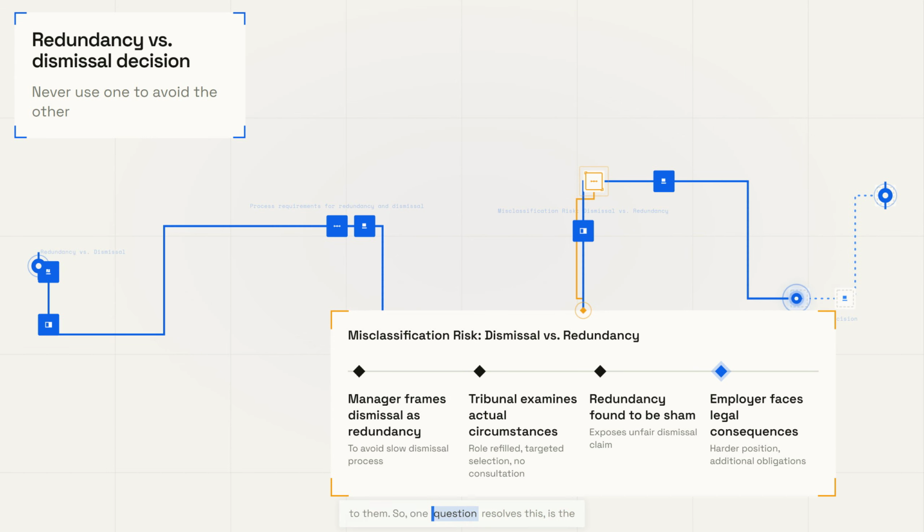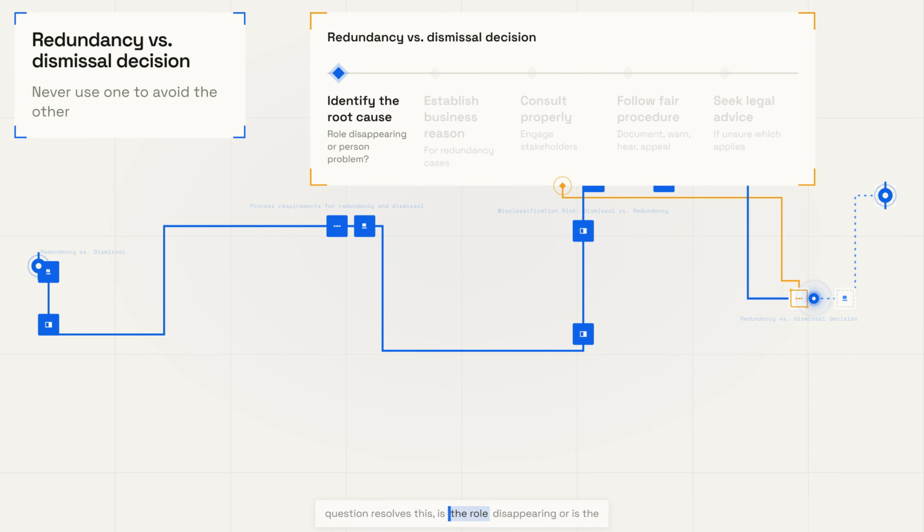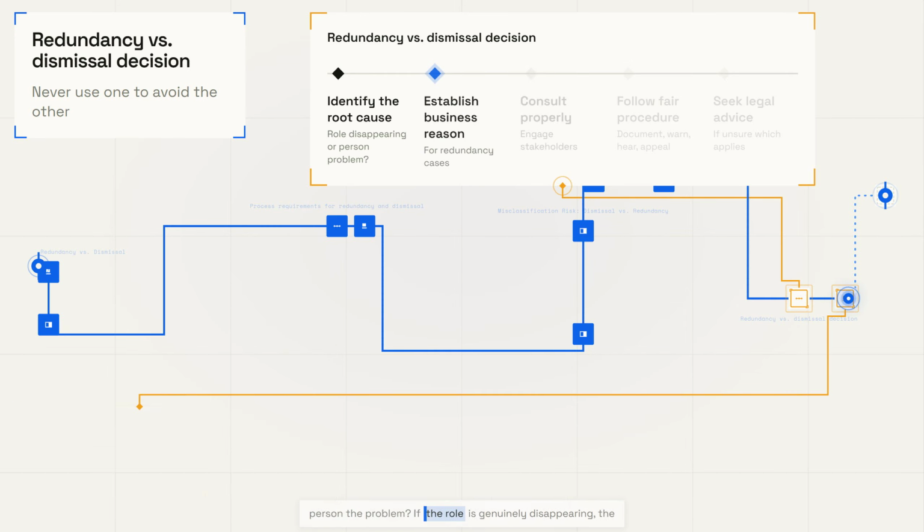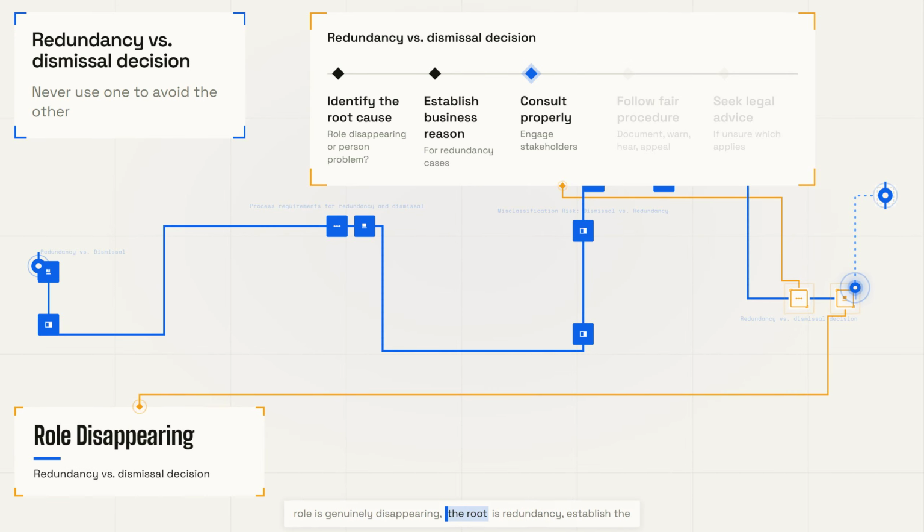So, one question resolves this. Is the role disappearing, or is the person the problem? If the role is genuinely disappearing, the route is redundancy. Establish the business reason, consult properly, and do not refill the position.